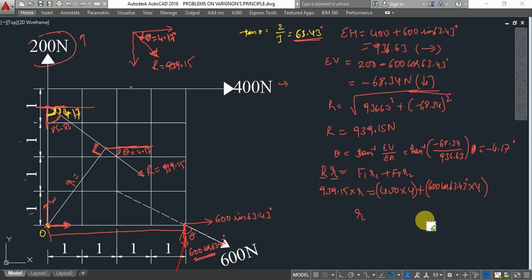Let us calculate this one. 600 cos 63.43 into 4 plus 400 into 4, divided by 939.15. So the resultant R is equal to 2.84 meters. The resultant is acting at a distance of 2.84 meters from this point.